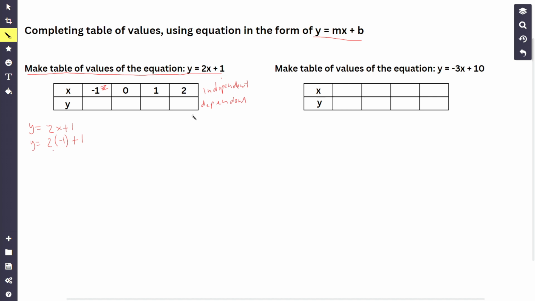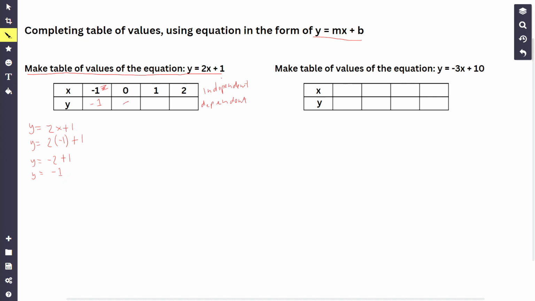Now, we solve using MDAS. So y equals, what's 2 times negative 1? That is negative 2, and then plus 1. So y equals negative 2 plus 1, which is negative 1. That's why, on this given, the value of y should be negative 1.